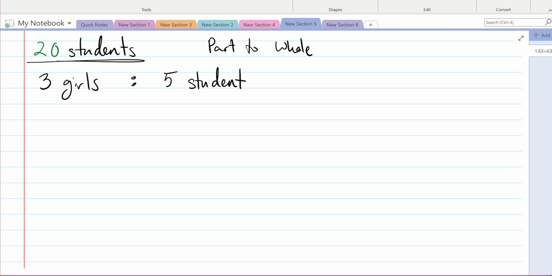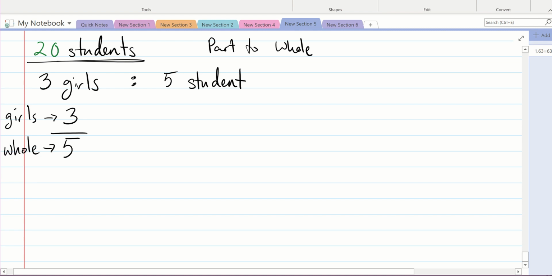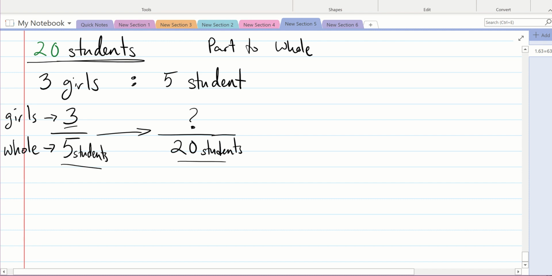Now the way you think about this is you could put it this way: 3 over 5. This represents your girls, and this is your whole population. We want to know how many girls there are in total. So this somehow has to turn into 20 students in total. When there's 5 students, there are 3 girls. So when there are 20 students, how many girls are there?